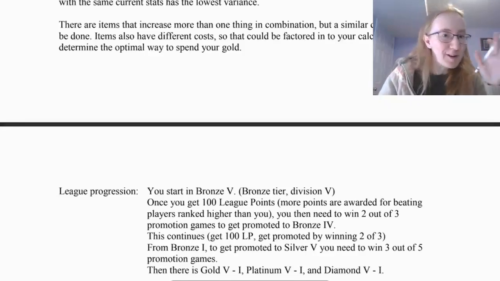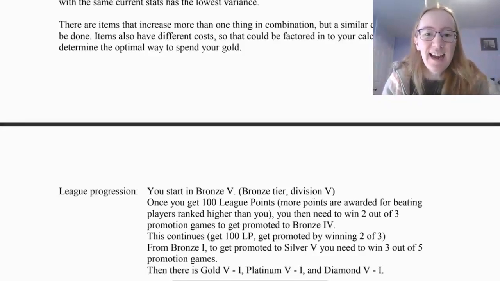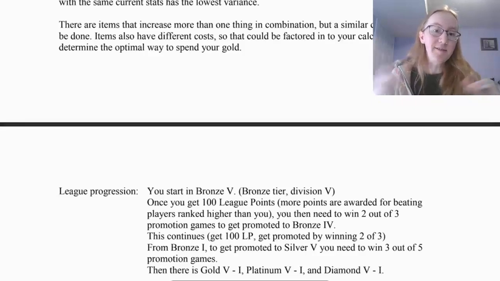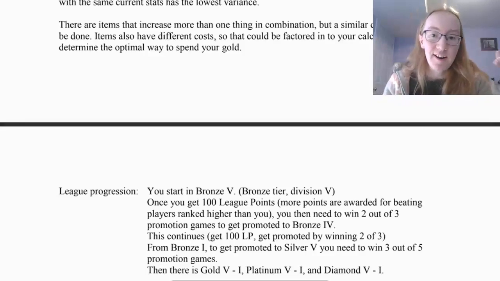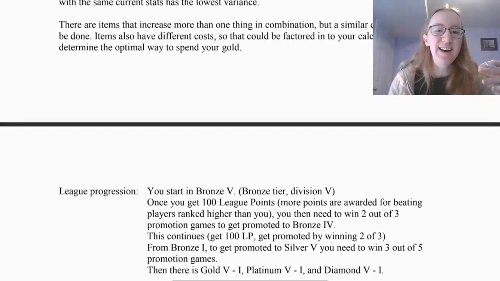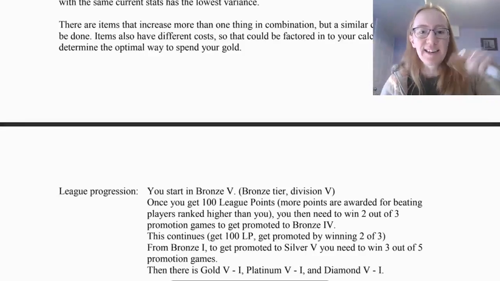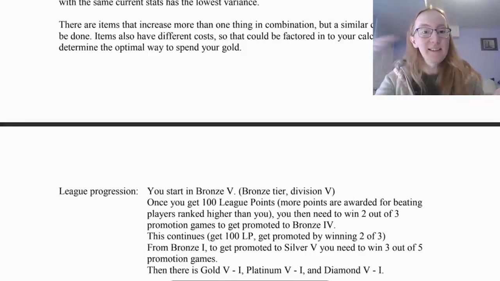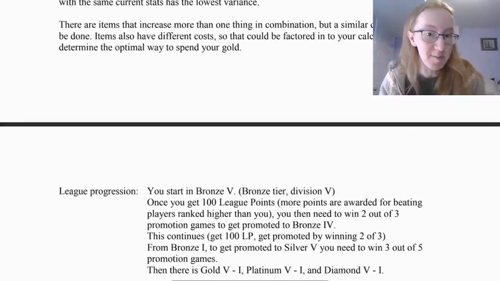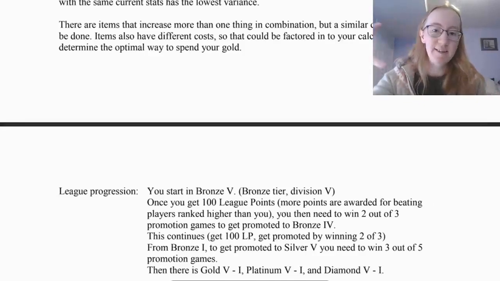So you have a 2 out of 3 game series that you have to win, and if you win 2 out of those 3, then you get promoted to Bronze 4. And then that continues to get to Bronze 3, and then Bronze 2, and then Bronze 1. And then from Bronze 1 to go up to Silver, you need to win a best 3 out of 5 promotional games to go from the Bronze tier to the Silver tier.